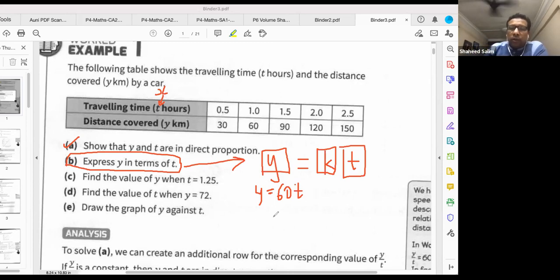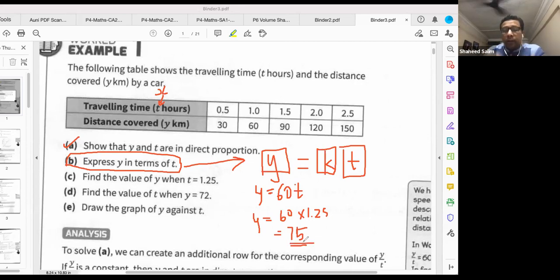Okay, if you're not sure, just substitute the value. You want to find y when t is 1.25. Put 60 times 1.25, and you will get 75. So what does it mean? It means if you spend 1.25 hours, you can travel 75 km.